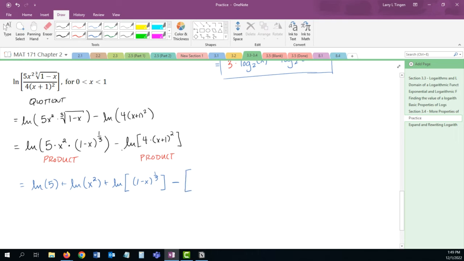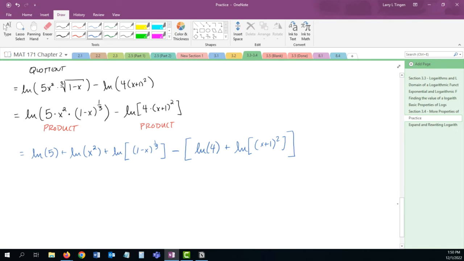Minus, and then you know me, if I have a minus or a coefficient and I'm gonna break something up into multiple logs, I'm gonna put a big old bracket here to remind myself to distribute. 4 times the quantity x plus 1 all squared is broken up into the natural log of 4 plus the natural log of x plus 1 squared. Notice this subtraction has to be distributed to both.